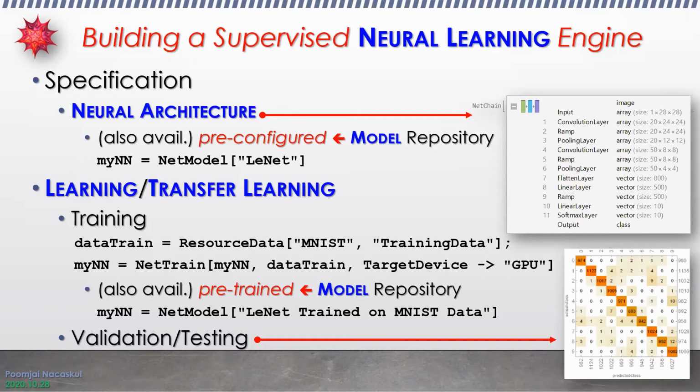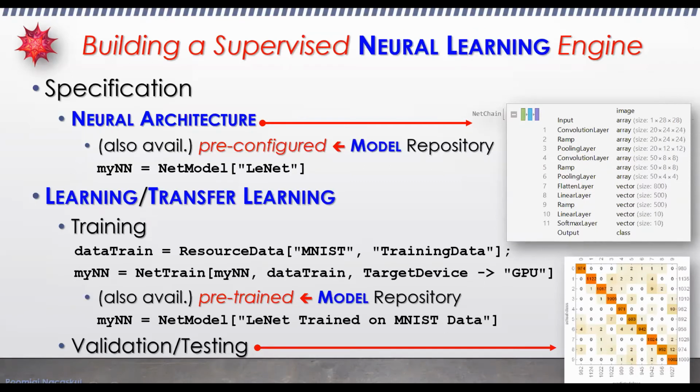So, how many types of neurons do you know? Well, a neuron works the same way. Activation.